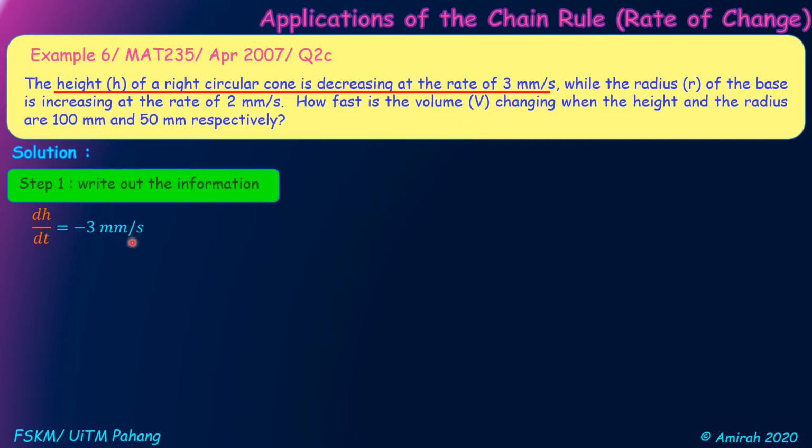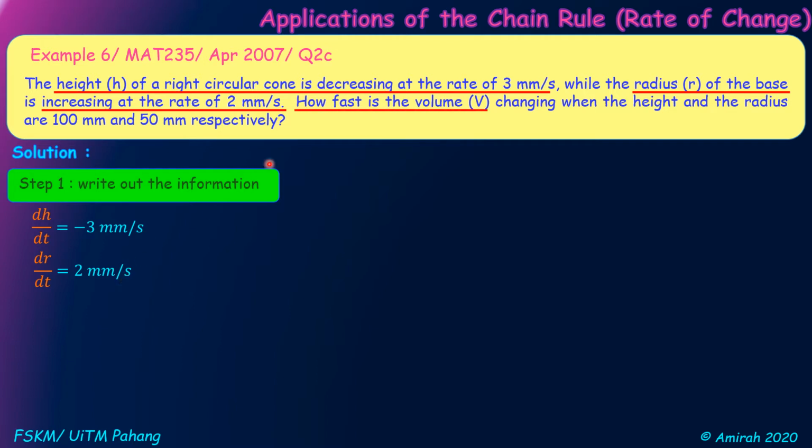Okay. And then the radius r of the base is increasing at the rate of 2 mm per second. So we can write dr, and then the word rate here means over d time, or over second here means over d time. Okay, and then the word used here is increasing, means positive. Okay, and then 2 mm per second.